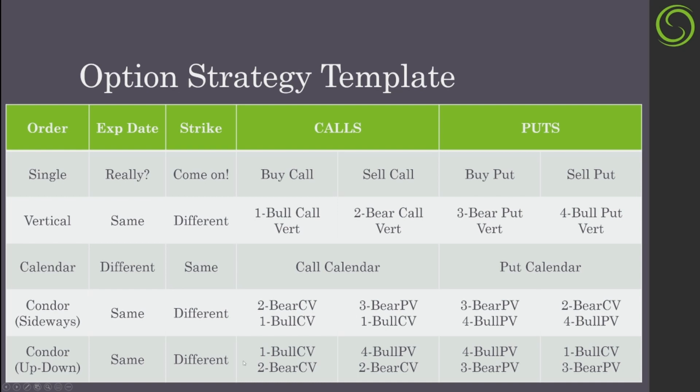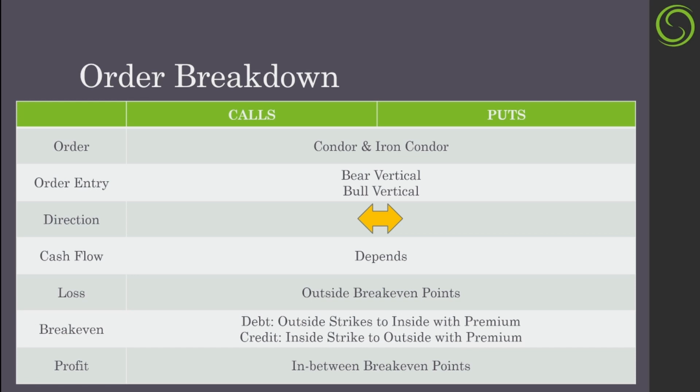But you will notice the difference between a butterfly and a condor is the strikes are different. With the butterfly, the middle strike will overlap, but in the condor, no strikes are overlapping. They are all different. So let's begin by breaking down the sideways condor. You will have the bear vertical on top and a bull vertical on bottom.